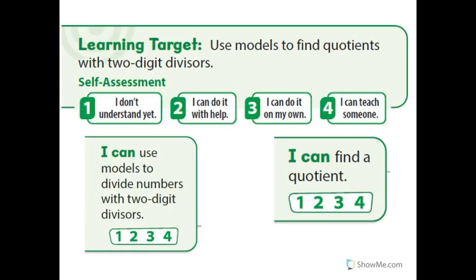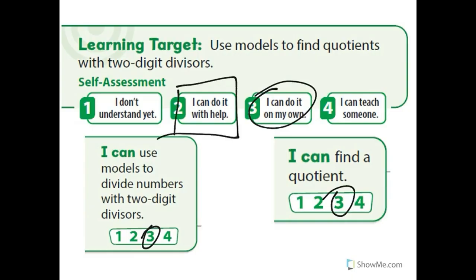Well, alright, let's go over our learning target. Use models to find quotients with 2-digit divisors. Hopefully you can do that. Use those two models that we were doing. I can use models to divide numbers with 2-digit divisors, and I can find a quotient. Hopefully you can do that. And as always, I love you, so if you need some help, I'll be glad to give it to you. You just need to ask. And you peeps who are at a number 4 where you can teach someone can help those peers that need help. All right, y'all have a good one.